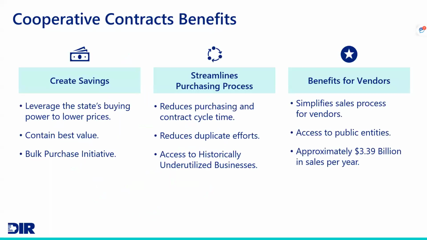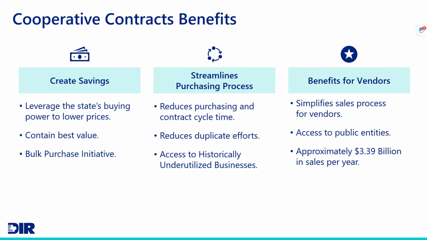So why use DIR's cooperative contracts for your IT procurements? Well, first of all, they create savings because we leverage that state buying power to negotiate the best discounts and prices that we can from the vendors who propose products and services to us under our advertised request for offers. So we're always seeking best value in our negotiations, what's in the best value of our customers and the best value of the state of Texas.